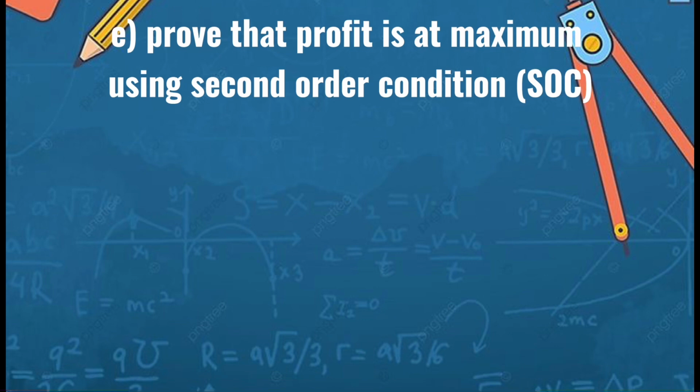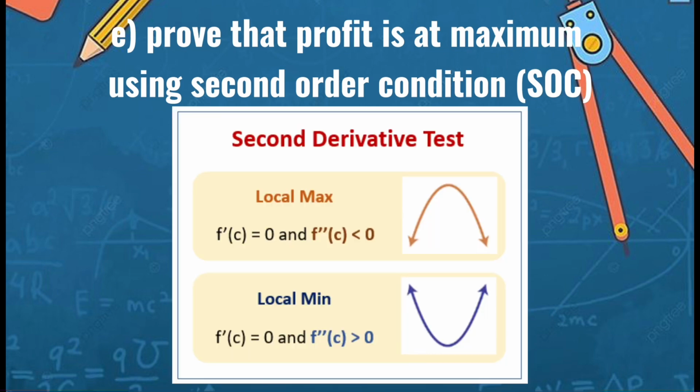As a reminder, for SOC, where we apply the second derivative, if after we plug the critical point into our second derivative we get a negative answer, or less than 0, that shows us that our profit is at maximum level. While if we get a positive answer, or more than 0, it shows that our profit is at a minimum point.